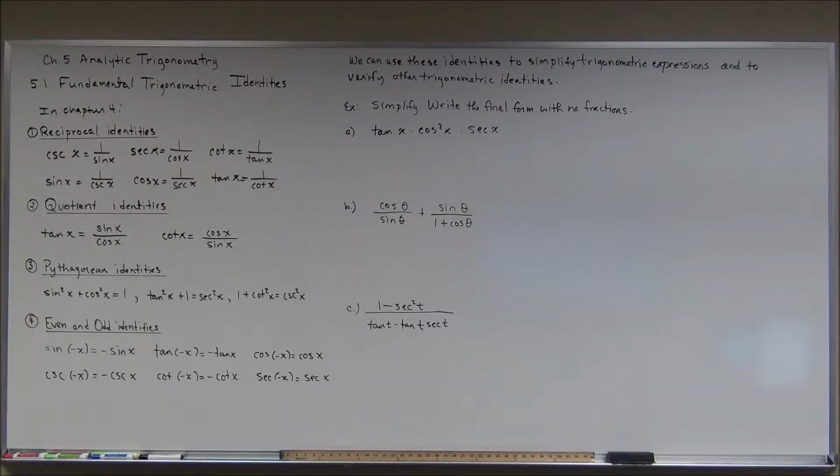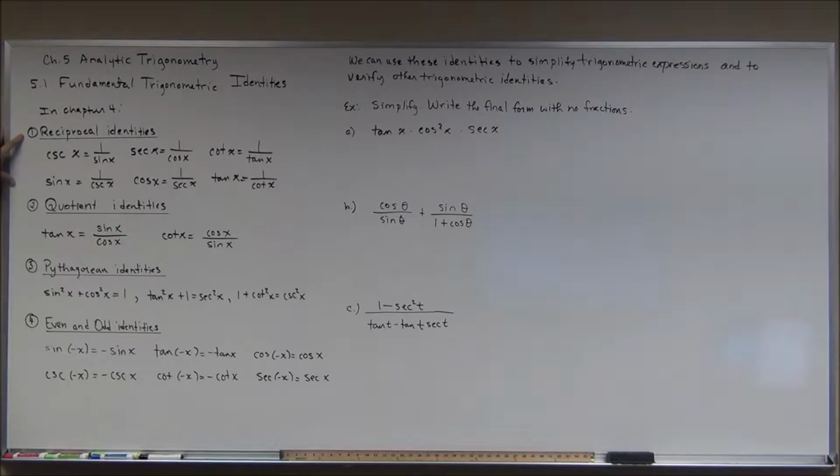Now we've had a list of identities that we got back in chapter 4, and these should be in your memory. I'm not saying that you'd have to be able to write them down on a piece of blank paper upon demand, but you should remember these, and you shouldn't have to go scrambling for your phone or your notebook every time you come across the need for one of these four groups of identities.